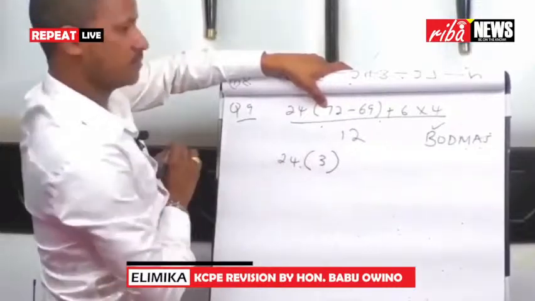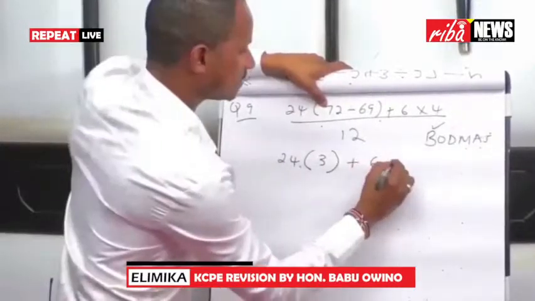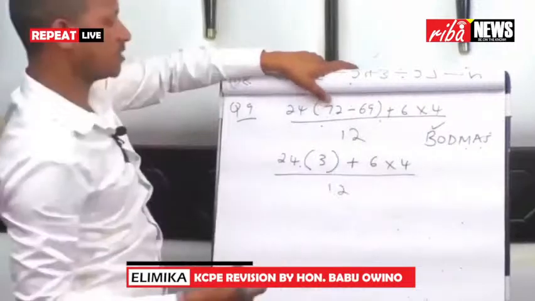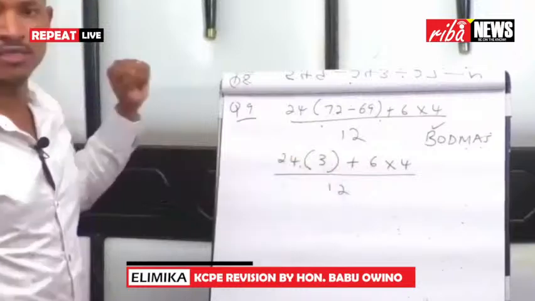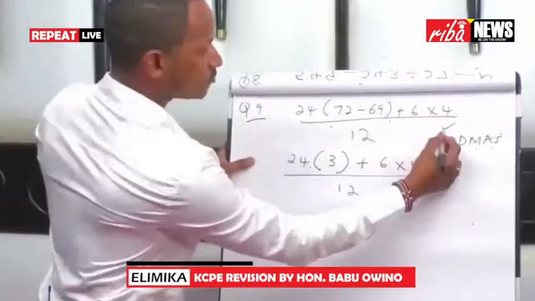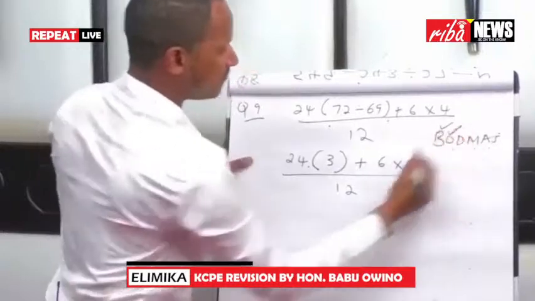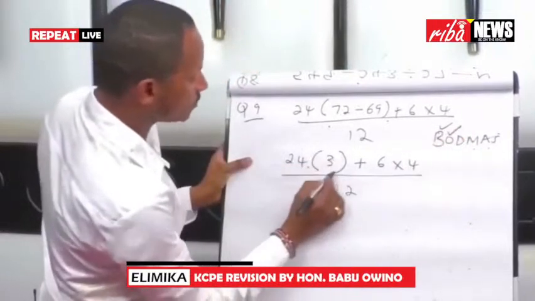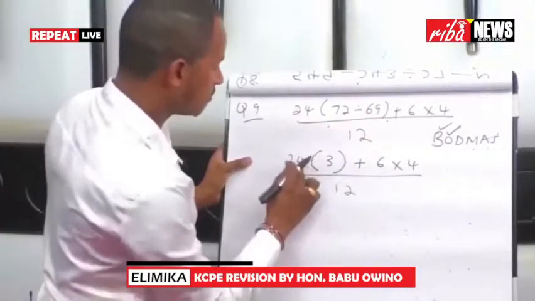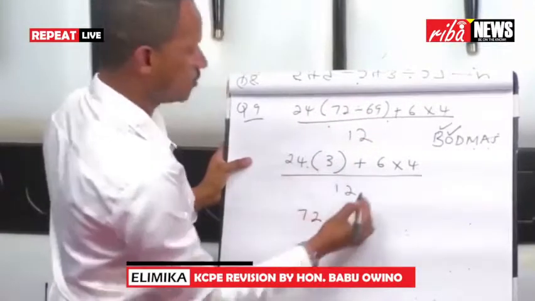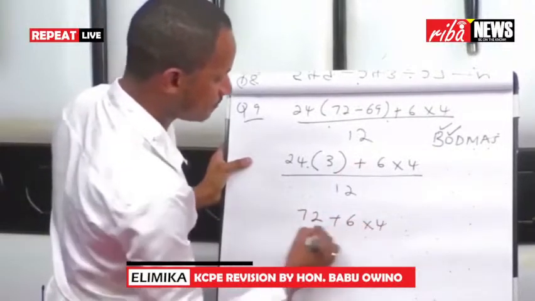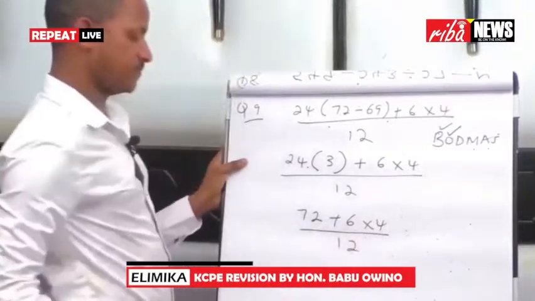Rewrite it, plus 6 times 4 over 12. I told you, for such a question, solve the numerator first, then deal with the denominator. So in the numerator, we've dealt with bracket, yes. Now of. Of is 24 of 3, which means 24 times 3. Of means times. 24 times 3 is 72. Replace this one, 72 plus 6 times 4 over 12.